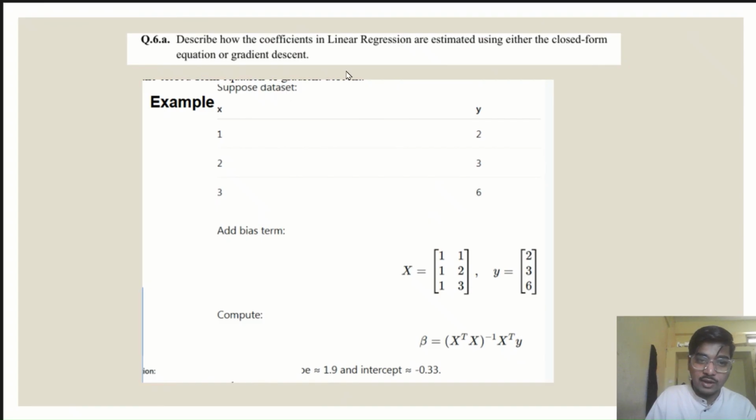Let's understand it with a common example. Suppose the data set contains x input values 1 to 3 and the output values 2, 3, 6, and we will add the bias term by first creating a matrix of the inputs and the outputs. Then we will compute the value of the coefficients by using beta is equal to (X transpose X) whole inverse into X transpose Y, and we will get our answer as the coefficient is equal to 1.9 and intercept is equal to minus 0.33.